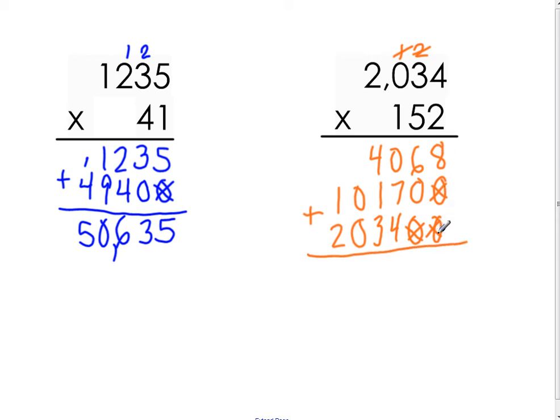8 plus 0 plus 0 is 8. 6 plus 0 plus 0 is 6. 0 plus 7 plus 4 is 11. Regroup the 1. 4 plus 1 is 5, plus 1 more is 6. And 6 plus 3 is 9. 0 plus 0 is 0. And 1 plus 2 is 3. The answer is 309,168. And it's important to remember your commas in your products.